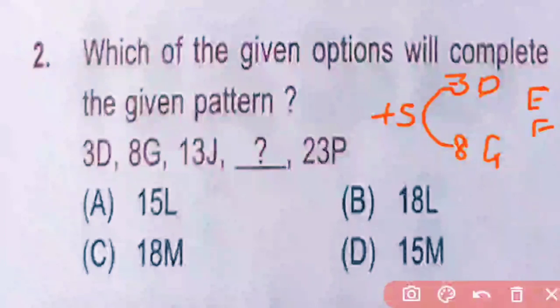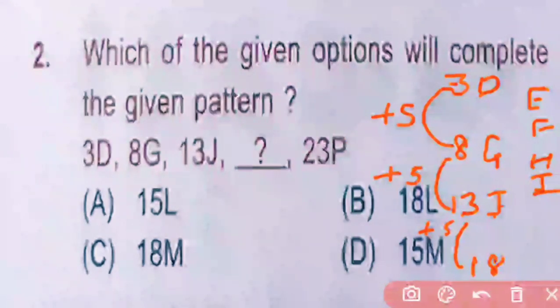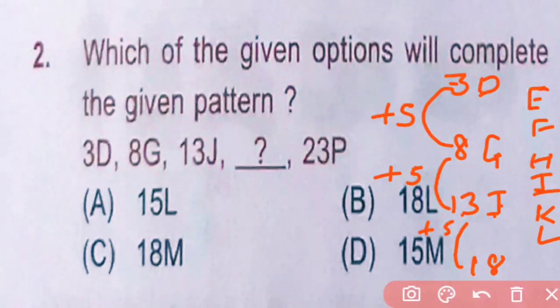Then 13J. 8 plus 5, 13. Then G, H, I, then J. Now what will come here? Plus 5 means 13 plus 5, 18. And J, K, L. And what will come here? M. So C is the correct answer.